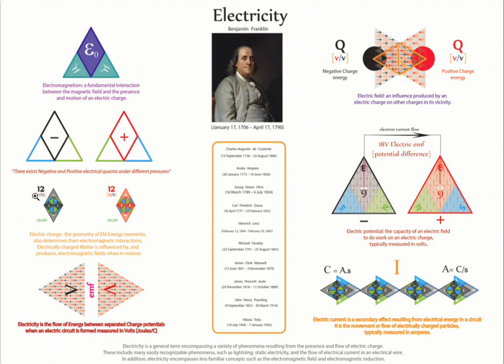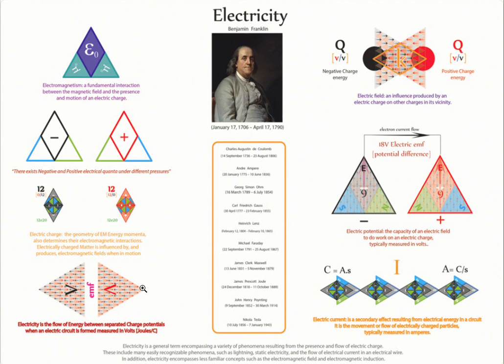In the case of electrons, we have negative charged matter. They have 12 negative charged geometries with no positives, and they have a total of 1.2 by 10 to the 20 energy quanta, or Planck quanta, forming their geometries.